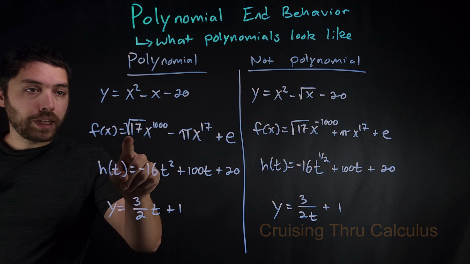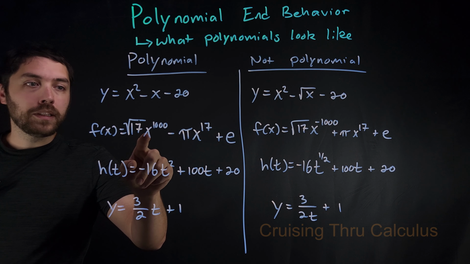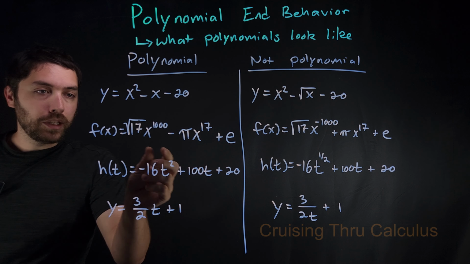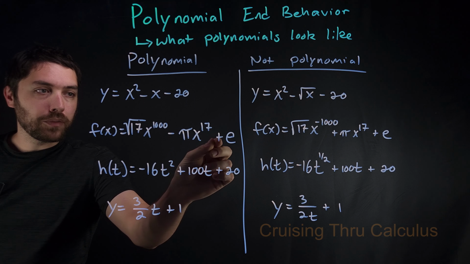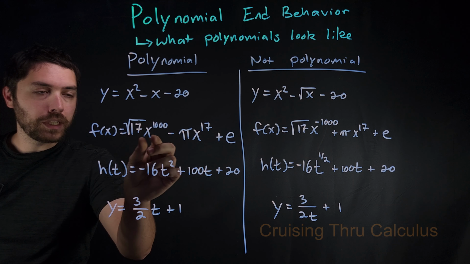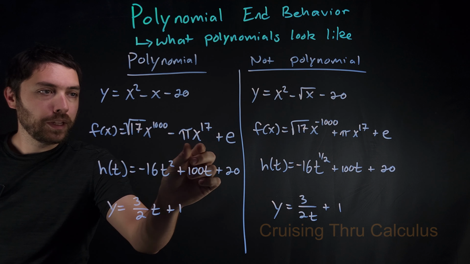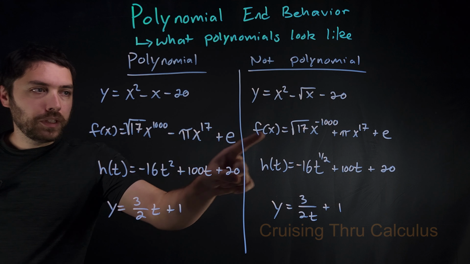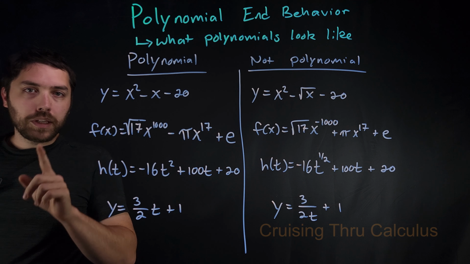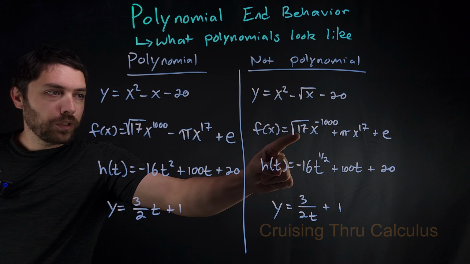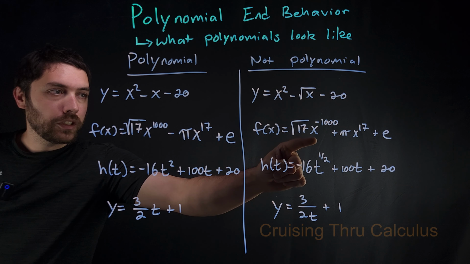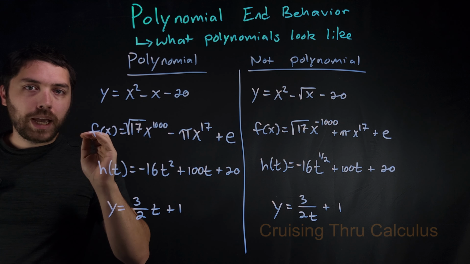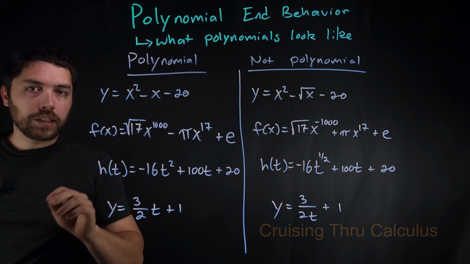In this next example, I have the square root of 17 right here, times x to the 1,000th minus pi x to the 17th plus e. You can actually have any number you want in front of your variable. It doesn't matter if it's the square root of 17 or an irrational number like pi, or even e can show up. All of those are fine. Let's compare this to this and see what the difference is. I think you'll see it right away. It's the square root of 17 x to the negative 1,000. If you ever see negative powers, that automatically is not a polynomial.